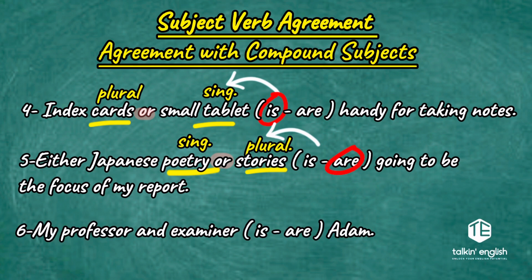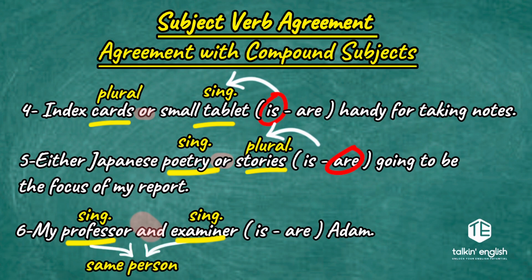My professor and examiner is or are Adam. As you can see here, I have a compound subject in which the conjunction is the word and. And the subjects here are professor and examiner. What is the number of professor? Singular. What is the number of examiner? Singular. Here you need to ask yourself a very important question. Is the professor and the examiner the same person or two different people? It's the same person. Both of them refer to Adam. Here, a singular verb is needed. The singular verb that is needed here is the word is.